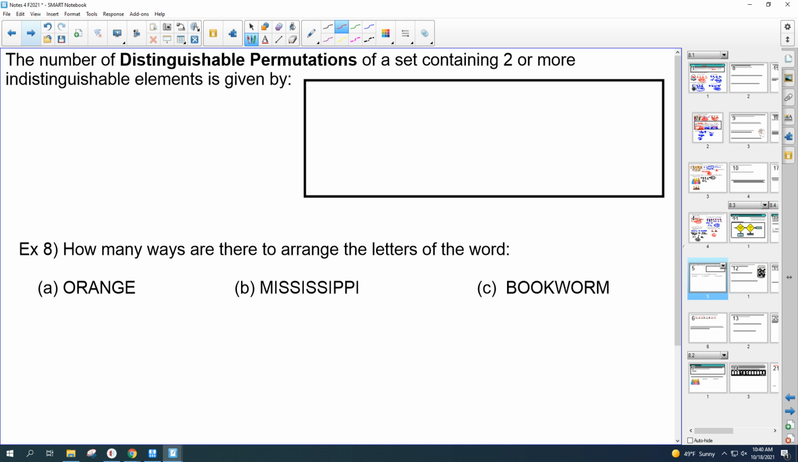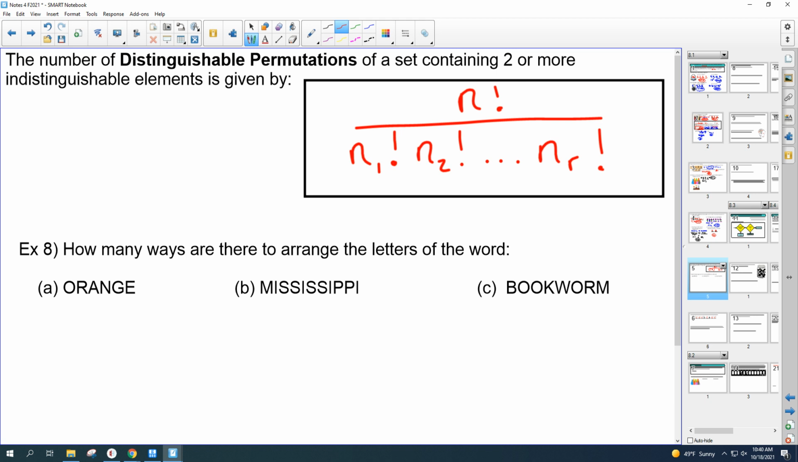The number of distinguishable, let me try this again. The number of distinguishable permutations of a set containing 2 or more indistinguishable elements is given by this formula. N factorial divided by n1 factorial, n2 factorial, dot, dot, dot, nr factorial. That formula looks really complicated and difficult. It's a lot easier to understand once you get into an example.